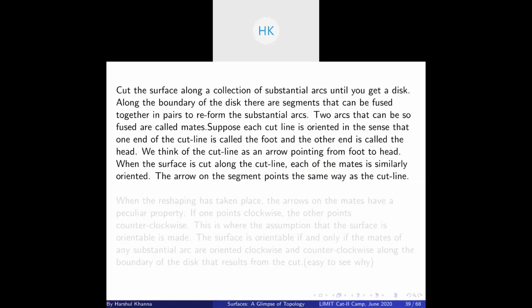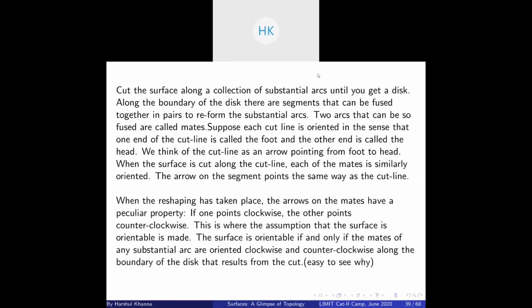Okay, so we observed that each cut line, when you orient it and arrange it into a disc, these both arrows have to point in opposite orientation. That is, if one is clockwise, the other has to be anti-clockwise, right? So when the reshaping has taken place, the arrows of the mates. So basically the arcs, when I disconnected it, these two portions of boundary, this and this, I'll call mates. So I have to fuse the mates later on. I'll now cut it, but I'll have to fuse the mates later on.